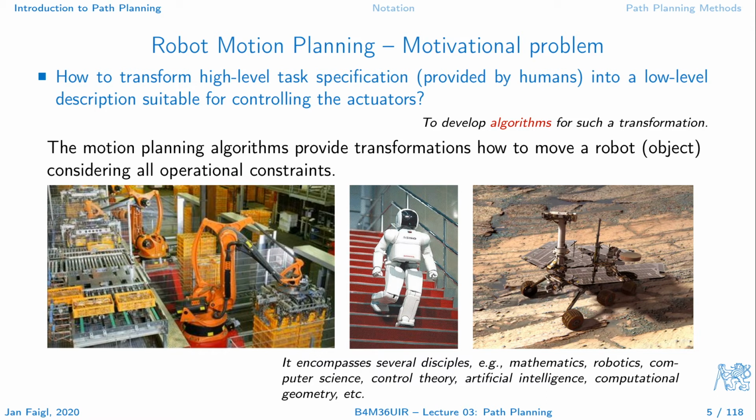And the important part is that robot motion planning consists of a combination of several disciplines: mathematics, robotics, computer science, also control theory. And because the problems are very complex, also artificial intelligence, and in many cases you can rely on geometric representation of the environment, and that's related to computational geometry.